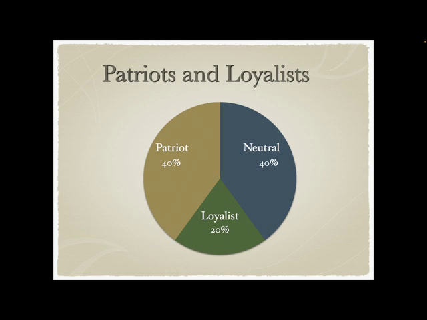You had the patriots, they were the pro-revolution, they made up about 40% of the population. You had the loyalists, people who wanted to remain loyal to the British Empire and didn't want revolution, they made up about 20%. And then the neutral people, the people who really didn't take a position, they made up 40%.